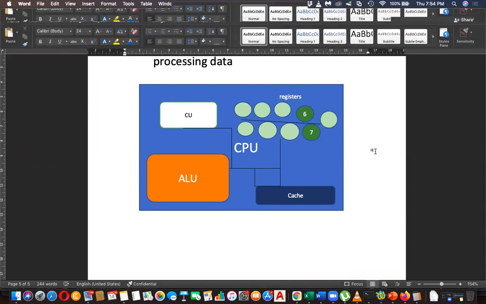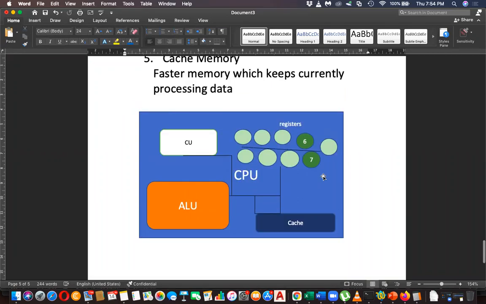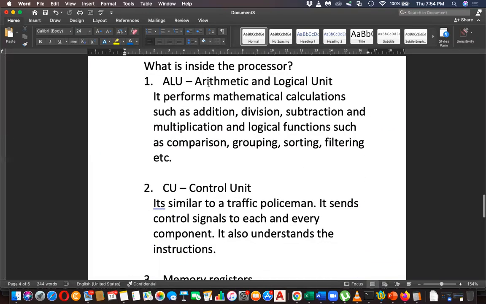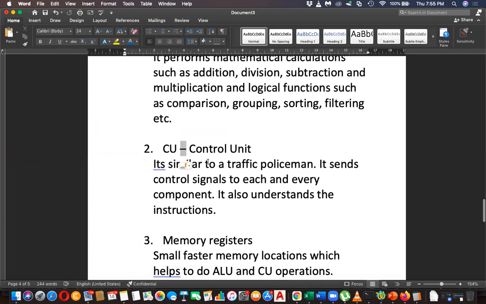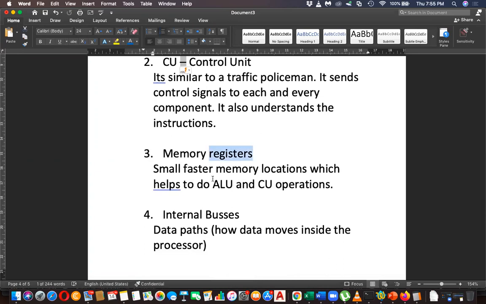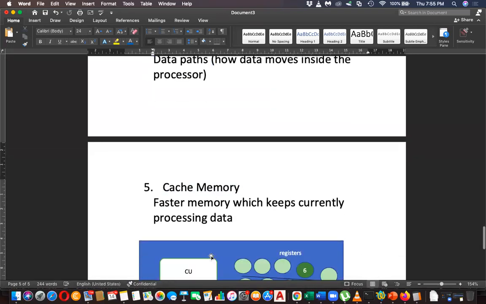For those who joined recently, we were discussing what is inside the processor. The first one is ALU, the second one is CU. ALU does mathematical and logical operations. The control unit plays the role of a traffic policeman, sending control signals. It doesn't do anything else. Memory registers keep data. Internal buses transport that data, and cache memory keeps the currently processing data and instructions.